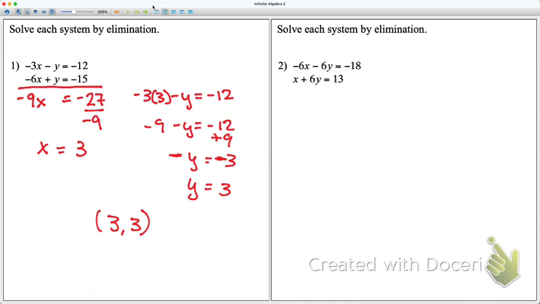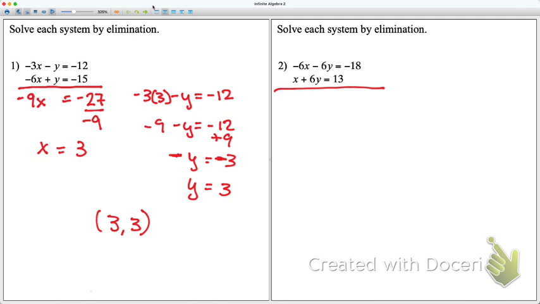Yeah. Okay, so we have negative 6x minus 6y equals negative 18, x plus 6y equals 13. Now, which variable would you like to get rid of? Y. Why the y's? Because they are opposites and cancel out. They're both actually already just ones. Even if they were both 6's, it'd be easier than to just multiply by a negative, right?